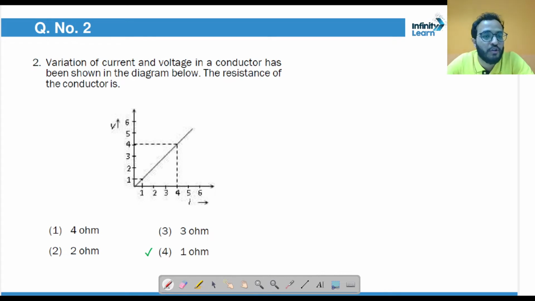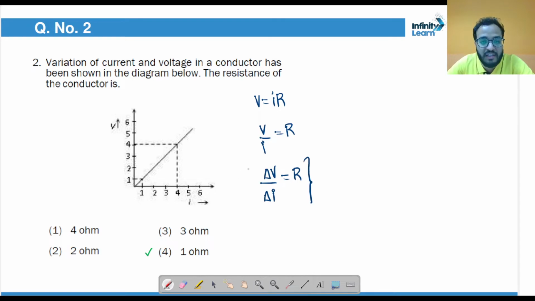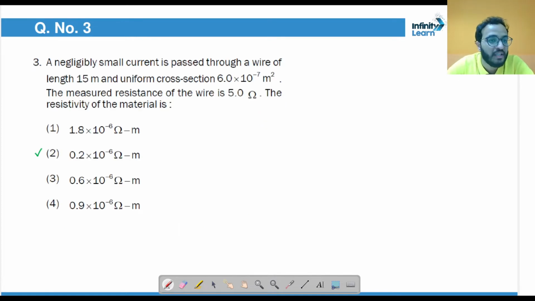Second one is a variation of current and voltage in a conductor has been given. The resistance of the conductor is very simple. V equals I into R, right? So V upon I equals R, or I should say delta V upon delta I equals R. That means in this diagram, the slope of the straight line will give you the resistance, which is 1 ohm, because this perpendicular is 4 and this base is also 4 units. So 4 by 4 is 1.